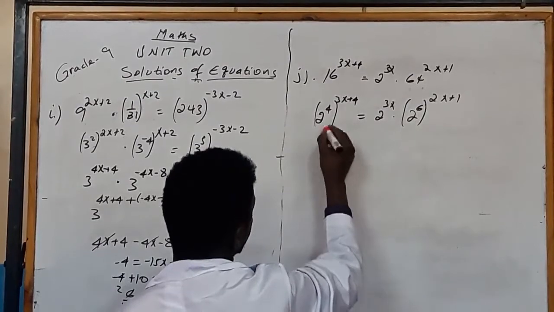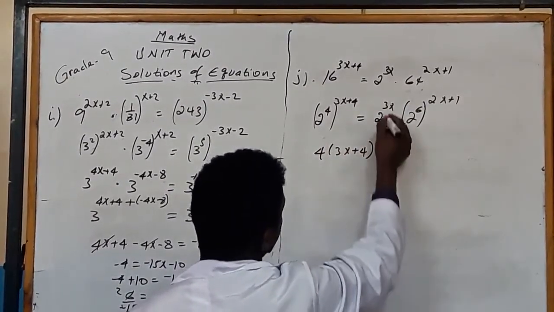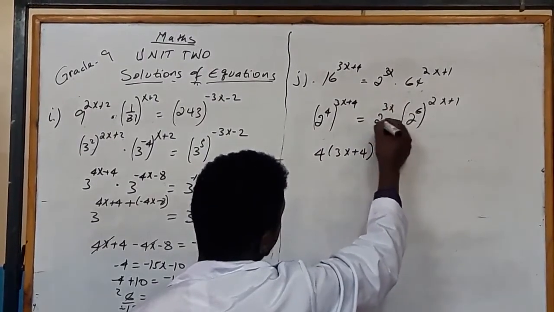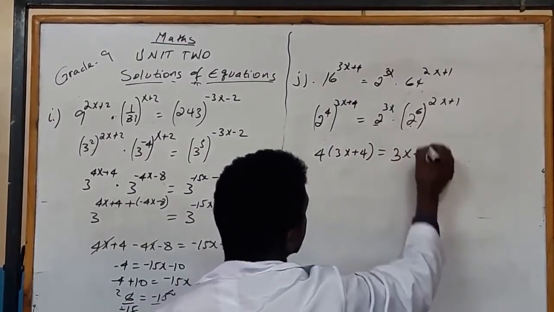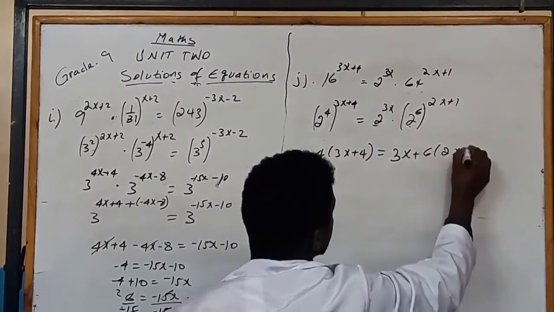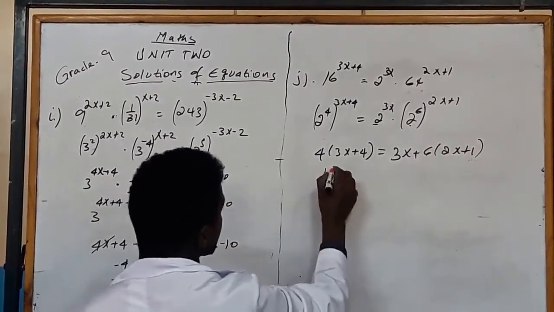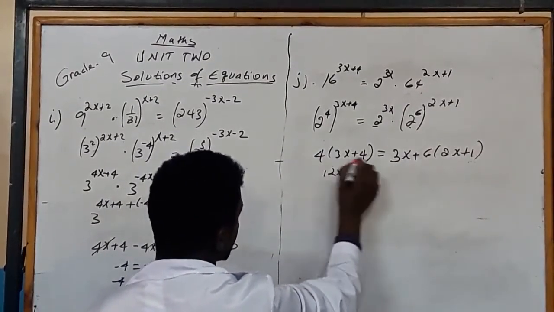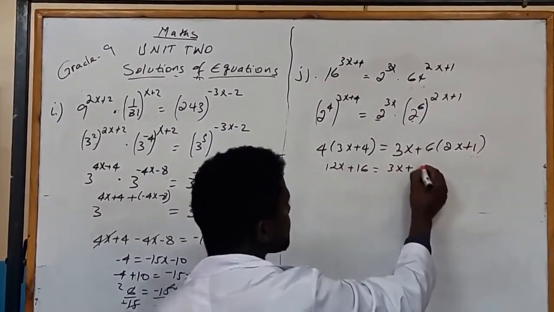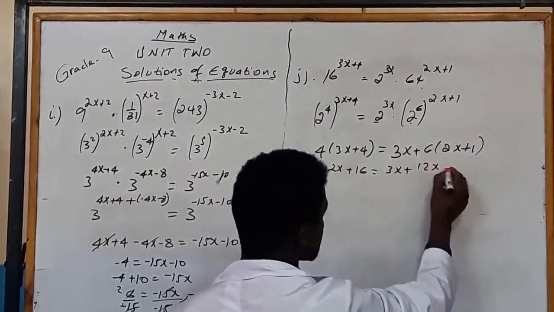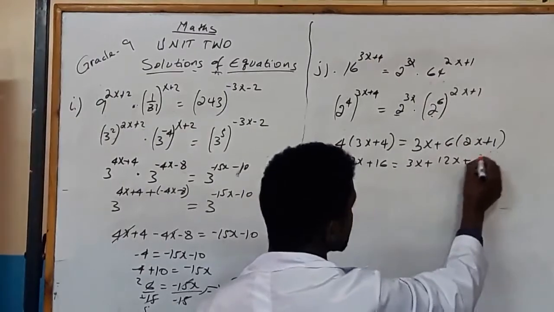This means we can write, therefore, 4 times 3x plus 4 is equal to, you have to add the exponents here, because the two bases are the same, 3x plus 6 times 2x plus 1. Now 4 times 3x is 12x, plus 16, is equal to 3x plus 6 times 2x is 12x, and 6 times 1 is plus 6.